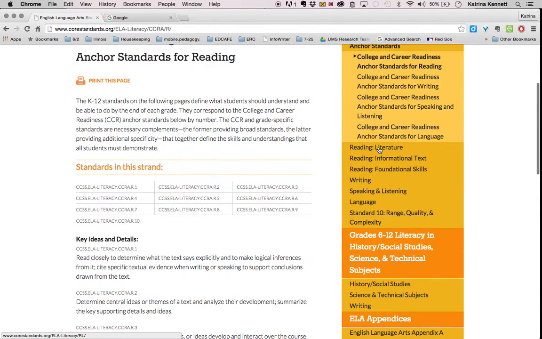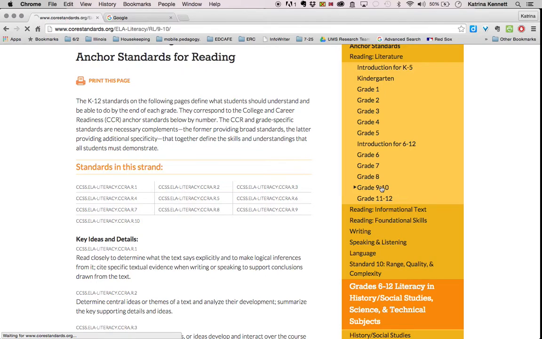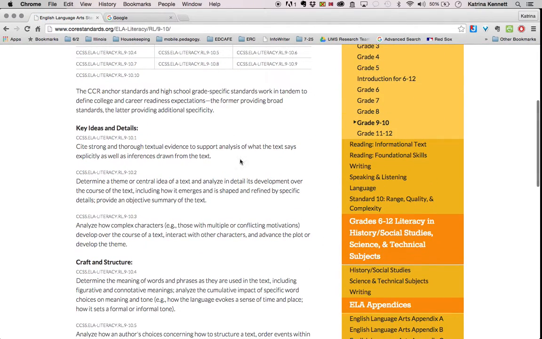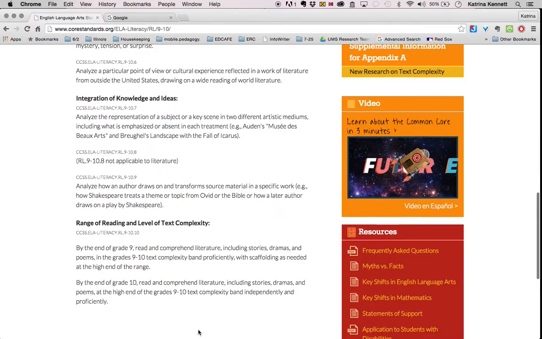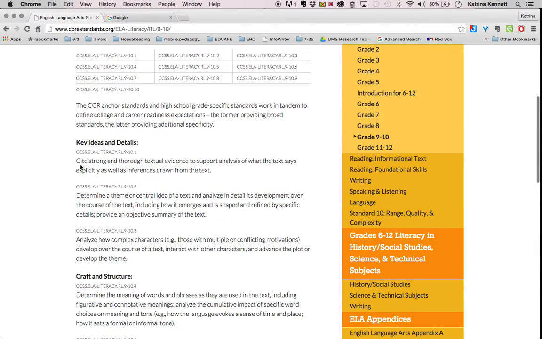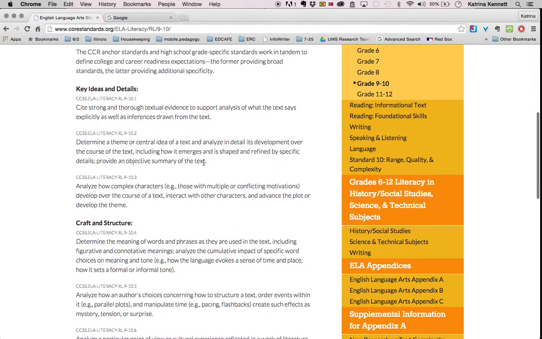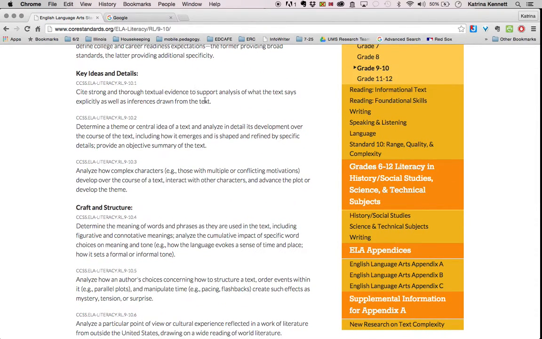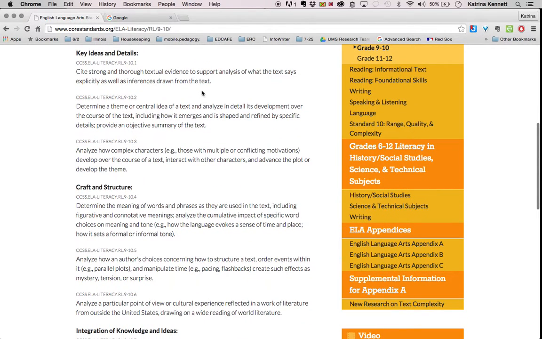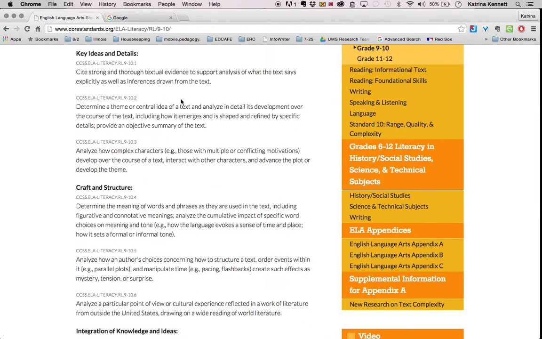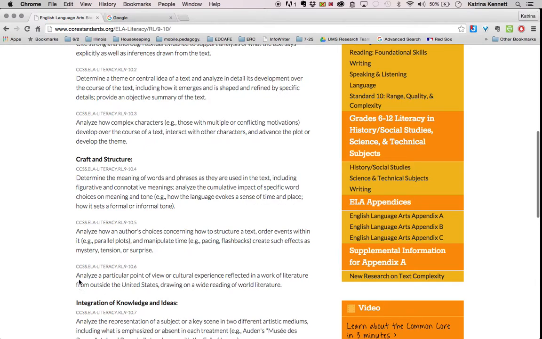So if we look at how that plays out in reading for literature, we can see obviously a resonance in key ideas and details, craft and structure, the broader format, and then we can see that specifically it says cite strong and thorough textual evidence to support an analysis of what the text says explicitly, as well as inferences drawn from the text. We'll also see in the reading of literature things like analyze how complex characters develop over the course of a text. If we're looking at craft and structure, analyze a particular point of view or cultural experience reflected in a work from outside the U.S.